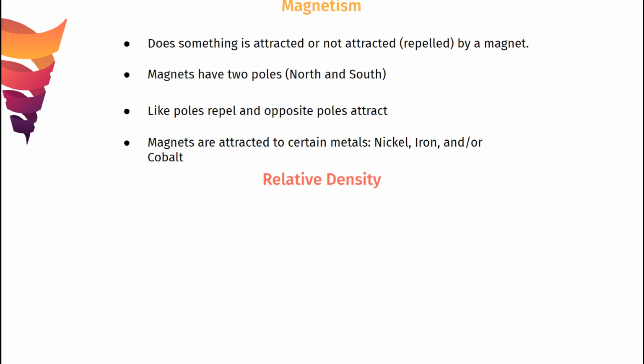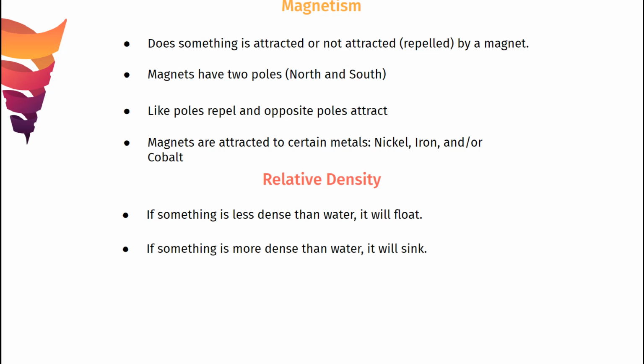All right, then we're going to talk about relative density. If something is less dense than water, it will float. So if I put something in water and it stays on top, it's less dense than water. And if something is more dense than water, it will sink. So if I plop something down in some water, no matter how much it is, if it goes down to the bottom, it sinks. And that means that it is more dense than the water.